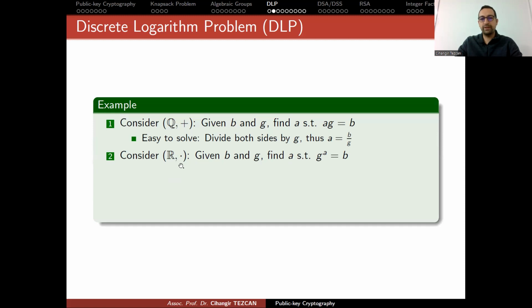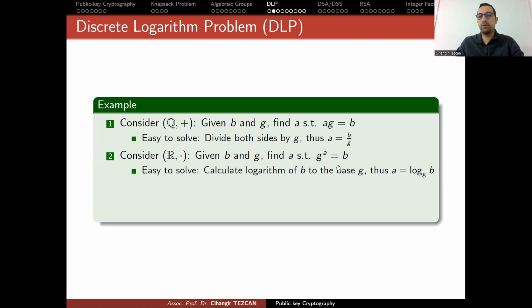Consider also real numbers with multiplication this time. Given b and g, find a such that the a-th power of g equals b. So the question is, is this a hard question or is it an easy question? The answer is actually easy. So this is easy to solve.